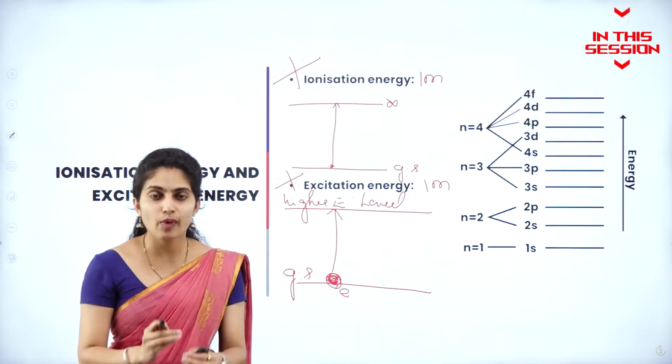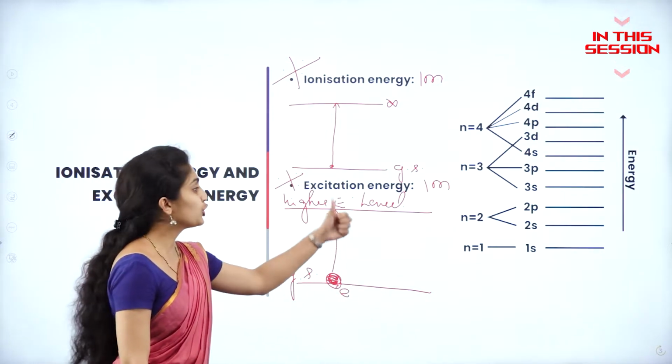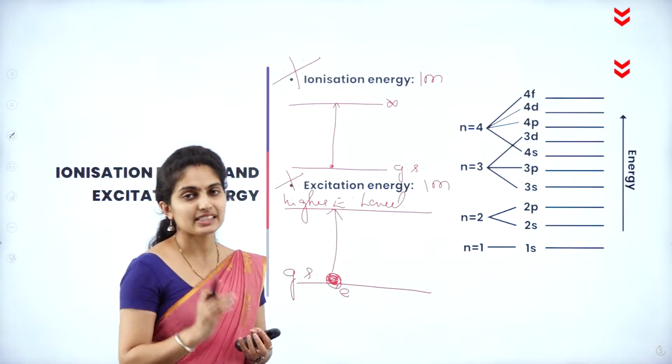Minimum energy required to raise the electrons from its ground state, that is lower energy level, to a higher energy level is said to be excitation energy.